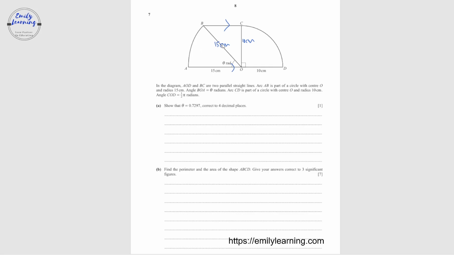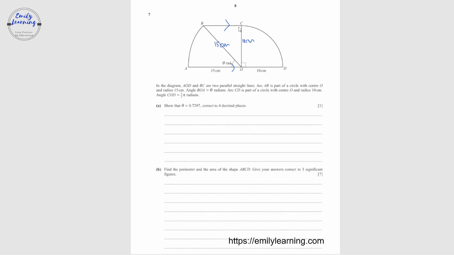Angle COD is pi over 2 radians. So you're asked to show that this angle here, theta, is 0.7297, right? Okay.